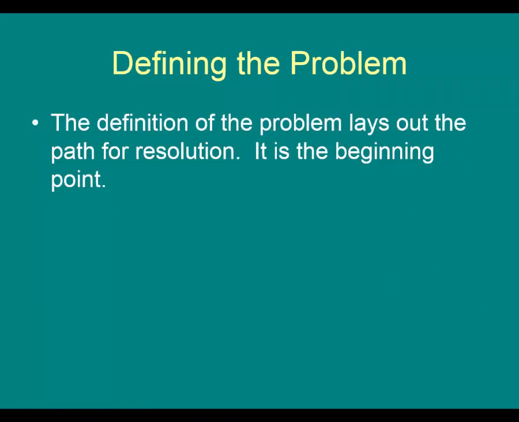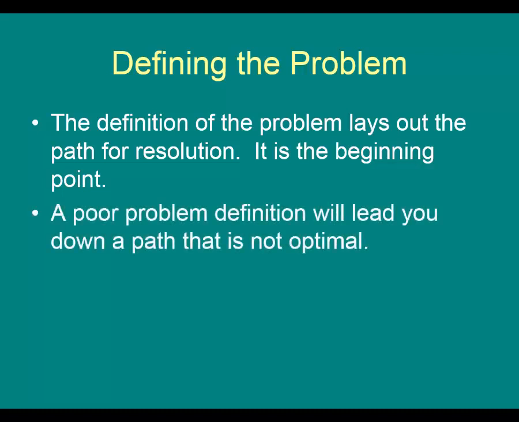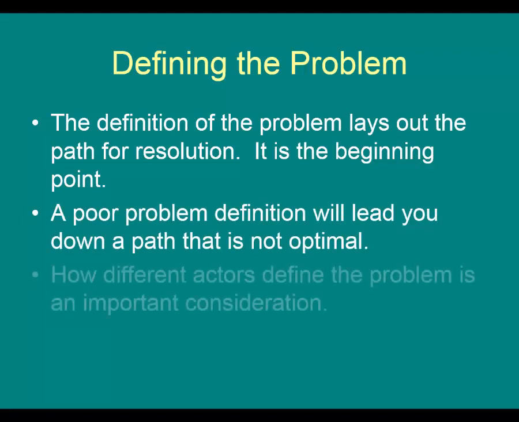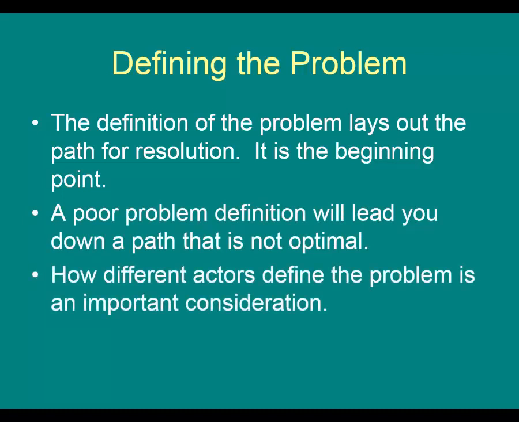Okay, you've seen the information about the nature of the problem. So now we need to talk about how we should define this problem. A poor problem definition will lead you down a path that is not optimal. How different actors define the problem is an important consideration. You need to have some discussion sometimes among different actors to see how they're seeing it, to see if there is a reasonable amount of congruence among their perceptions. If not, then you've got a little bit of a problem situation right there within the broader problem situation.